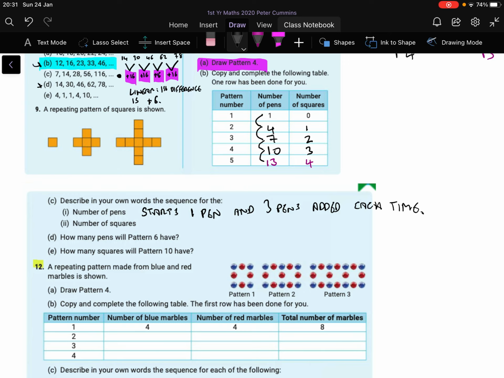Okay. What about the squares? Well, we start with no squares. Up here, we had no squares to start, and here we're jumping from 1 square to 2 squares to 3 squares to 4 squares, so 1 square each time.